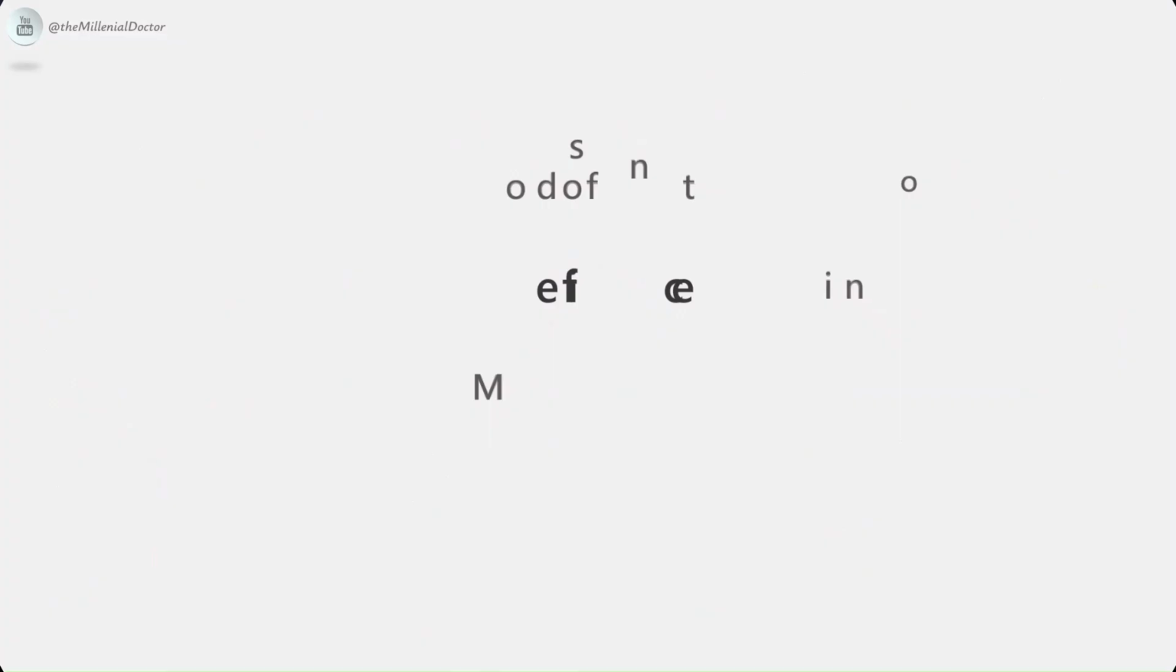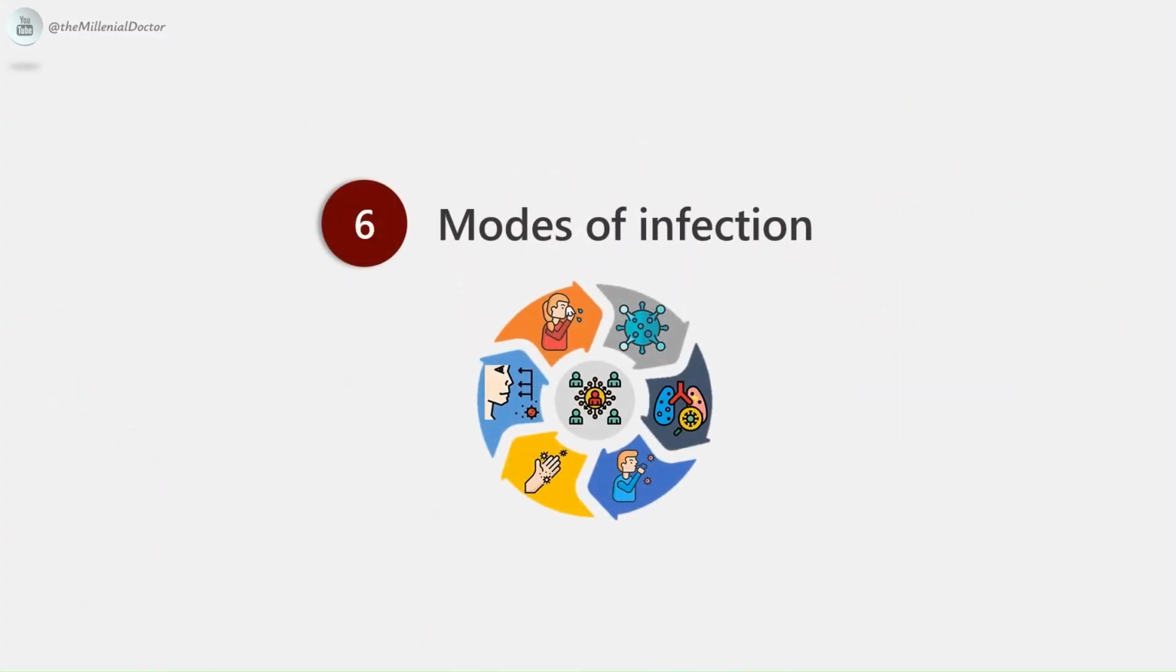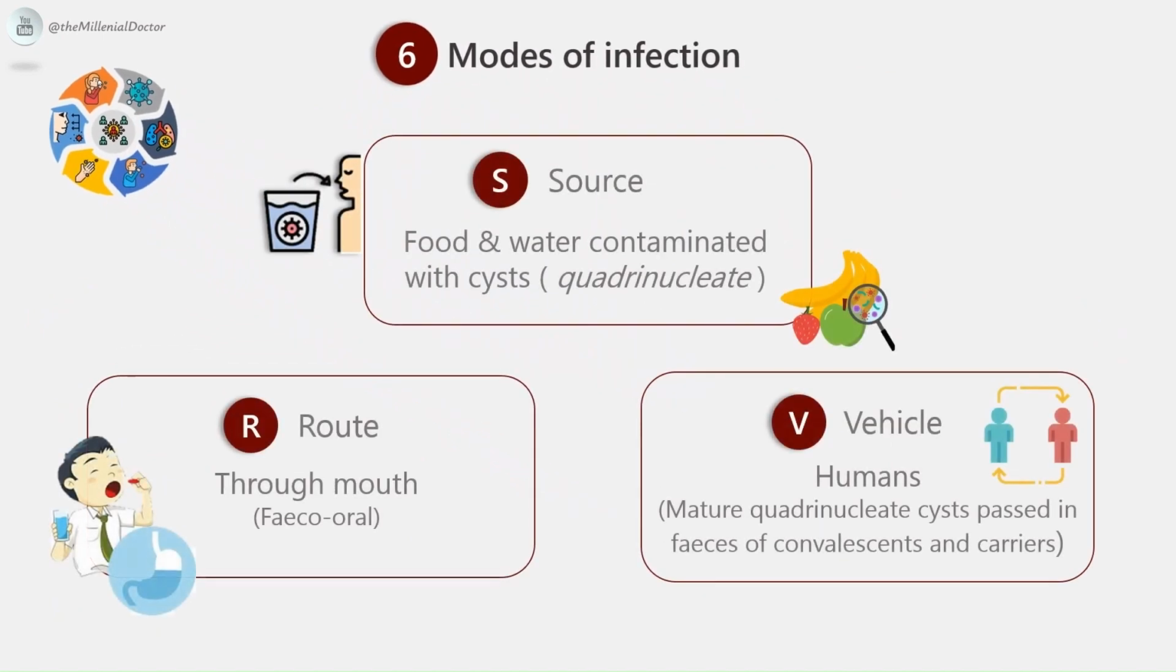In this video, we begin with the modes of infection. First, the source of infection. The source of infection is food and water contaminated with quadrinucleate cysts. Route: man acquires infection by swallowing food and water contaminated with cysts, and it is through mouth, that is fecal-oral. Vehicle: mature quadrinucleate cyst passed in feces of convalescents and carriers. The cysts can remain viable under moist conditions for about 10 days.